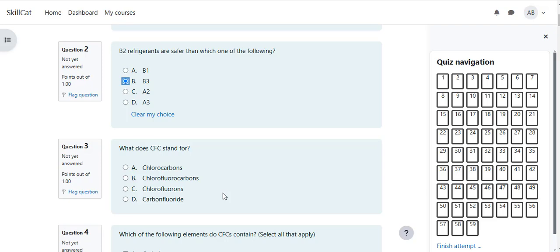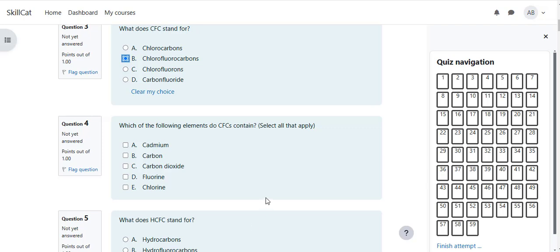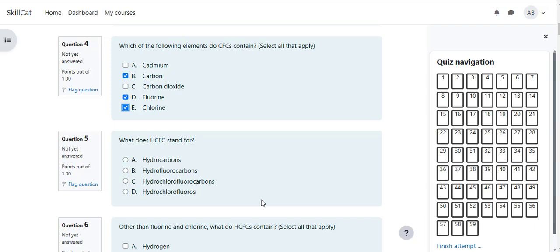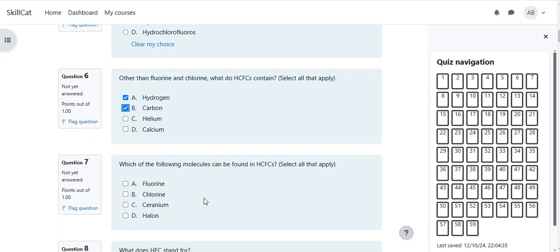What does CFC stand for? It's chlorofluorocarbon. Which of the following elements do CFCs contain? It's carbon, fluorine, and chlorine. What does HCFC stand for? Hydrochlorofluorocarbon. Other than fluorine and chlorine, what do HCFCs contain? Hydrogen and carbon. Which of the following can be found in HCFC? Fluorine, chlorine.